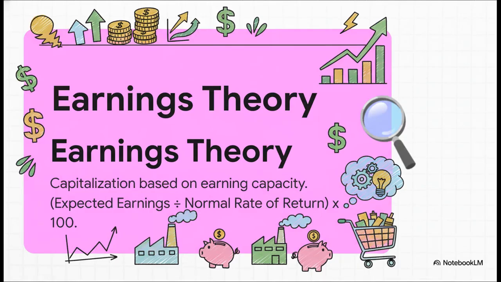And that's exactly why we have the second, more modern theory, the earnings theory. This one flips the whole idea around. It says a company's value isn't what it costs to build, it's what it can earn in the future. The formula is quite straightforward. You take the expected annual profit and you capitalize it using the normal rate of return for that industry. This is much, much better for existing running companies.